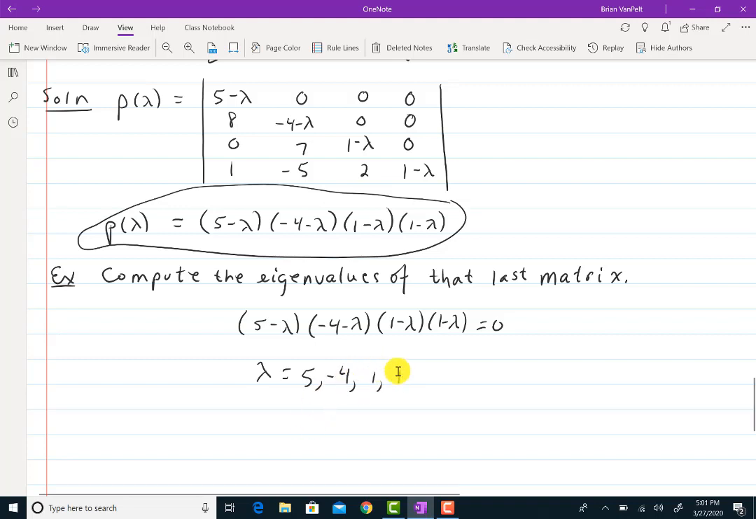So you can see that two of our eigenvalues are of multiplicity 1, and the eigenvalue lambda equals 1 is of multiplicity 2. The multiplicity will come in handy later. Right now, we're just laying the foundation for the work that we're going to do next.